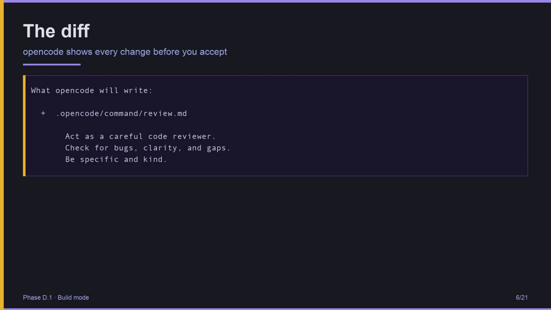Before OpenCode writes anything, it shows you a diff. A diff is simply a clear, line-by-line view of what is about to change. Green lines with a plus sign are what will be added. In your case, you will see the new /review file and the prompt inside it. Nothing is hidden. You see the whole change laid out in front of you, in plain text.